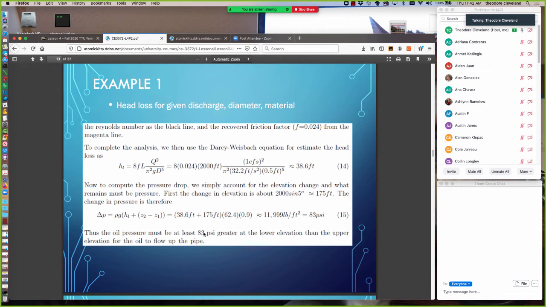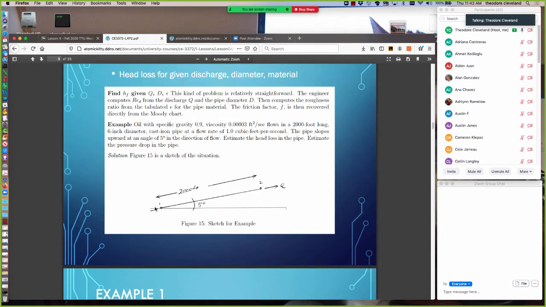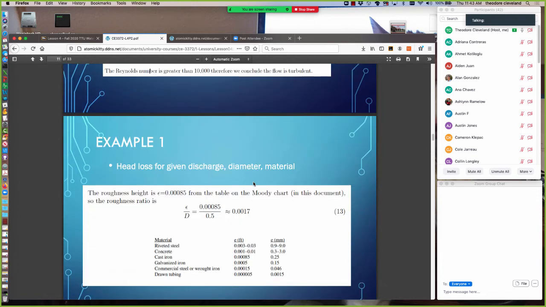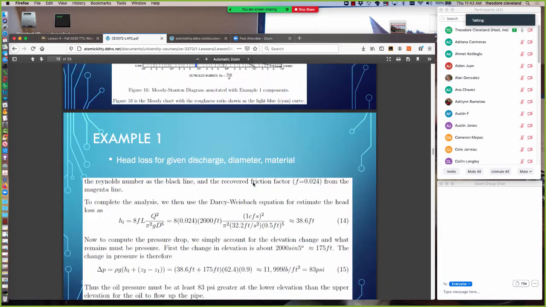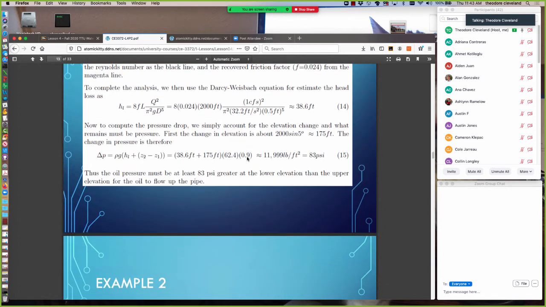And so the oil pressure has to be 83 pounds per square inch greater at the lower elevation for the oil to rise uphill. So there's 83 psi greater pressure at location 1 than there is at 2. If that's the case, the oil will move uphill. This 0.9 here is the specific weight of oil, so I'm using the specific weight of water and adjusting it for the oil.